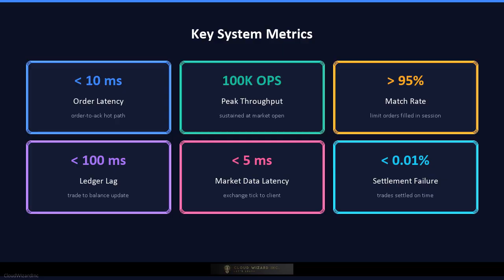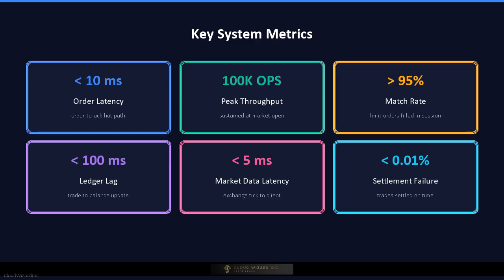The key metrics to memorize cold for a stockbroking system interview. Order to acknowledgement latency: the time from order submission to exchange acknowledgement. Target under 10 milliseconds for the hot path. Order throughput: peak orders per second the system can sustain, typically 100,000 or more. Match rate: the percentage of limit orders that get fully or partially filled within a session. Order rejection rate: the fraction of orders rejected by pre-trade risk checks or the exchange, which should be monitored closely.